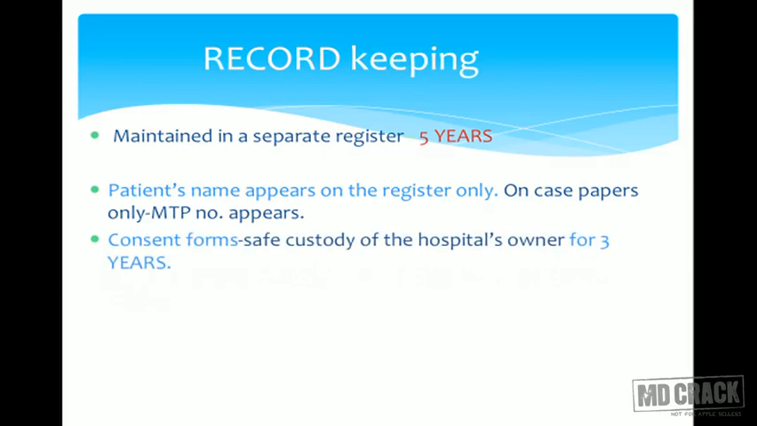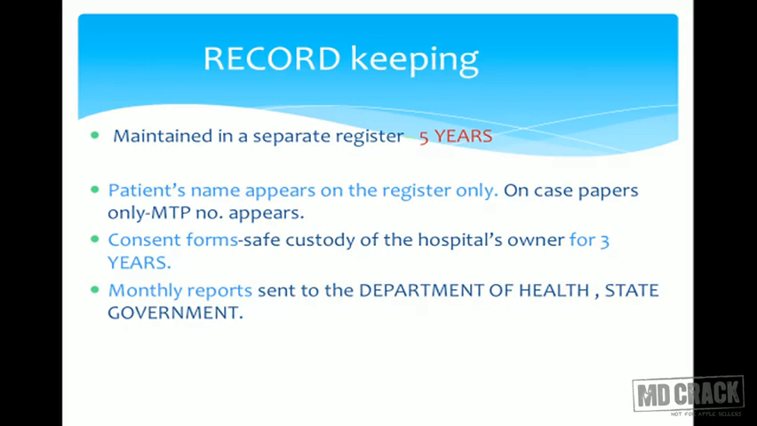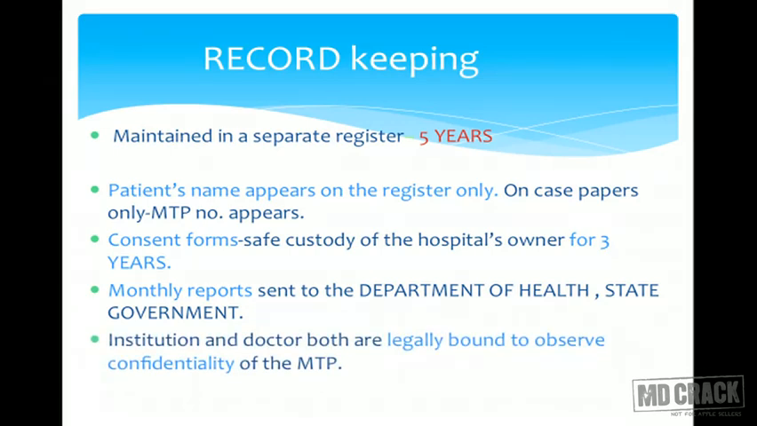Consent forms should be in the safe custody of the hospital owner for a minimum of 3 years. The form which has the doctor's signature, the patient's signature and the reason mentioned has to be kept in safe custody for a minimum of 3 years. A monthly report should be sent to the Department of Health, state government, mentioning how many MTPs were conducted, and whether they were of less than 12 weeks gestation or more than 12 weeks gestation. Everything is mentioned in the report, which should be sent to the Department of Health.